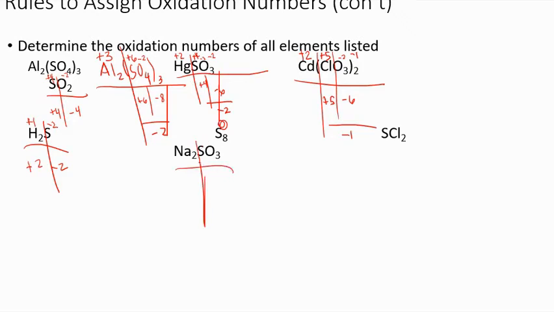Na2SO3, SO3 is an overall charge of a -2. If oxygen is a -2, then -2 times 3 is a -6, so our sulfur has to be a +4. Our sodium over here, if we had a +2 on this side to balance out that -2, then we divide by 2, so it would be a +1. And then lastly, if our chlorine is a -1, -1 times 2 is a -2, that means this side has to be a +2, so our sulfur is a +2 charge.